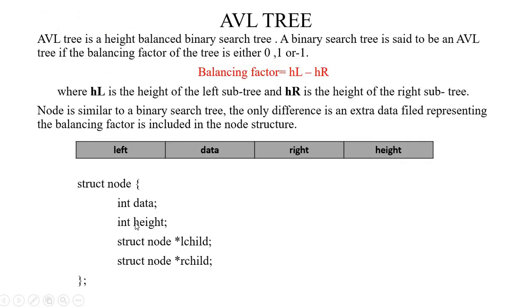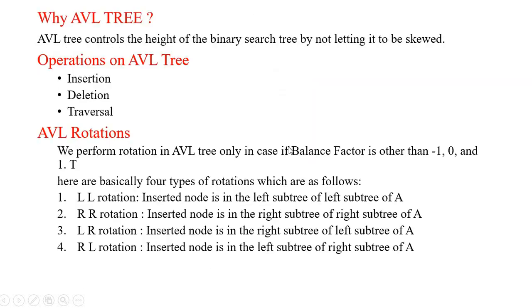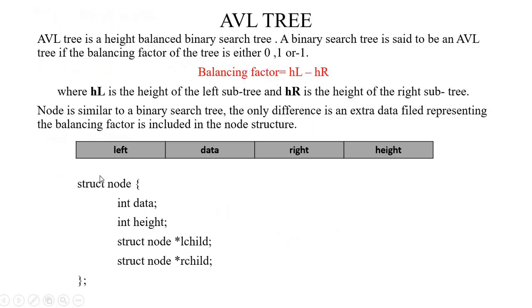So if you are saving the balance factor, this will be our node representation: int data, int height, which is also an int, which means 0, 1 or -1, or at most it will get 2 or -2. At that moment, we will make a rotation and make it 0, 1 or -1. So this is also an integer value. And left and right hold the address: struct node star left child, struct node star right child. Since it is an address, we represent it here as struct node.